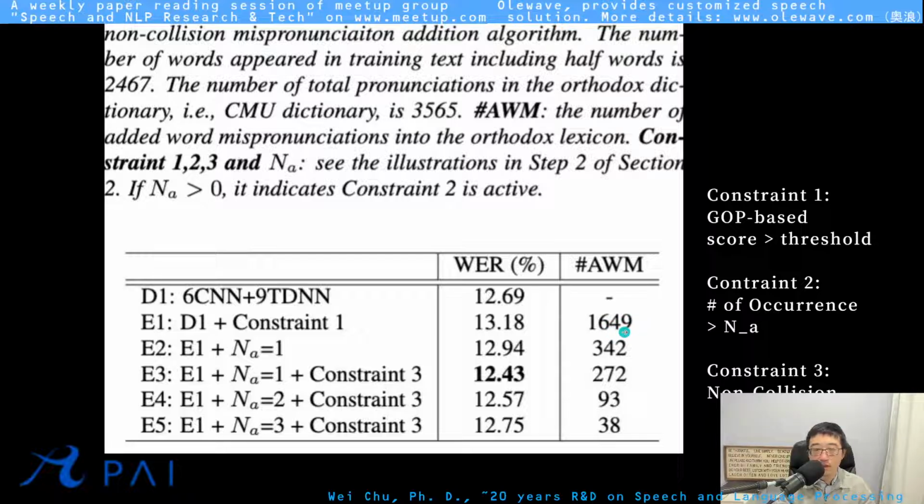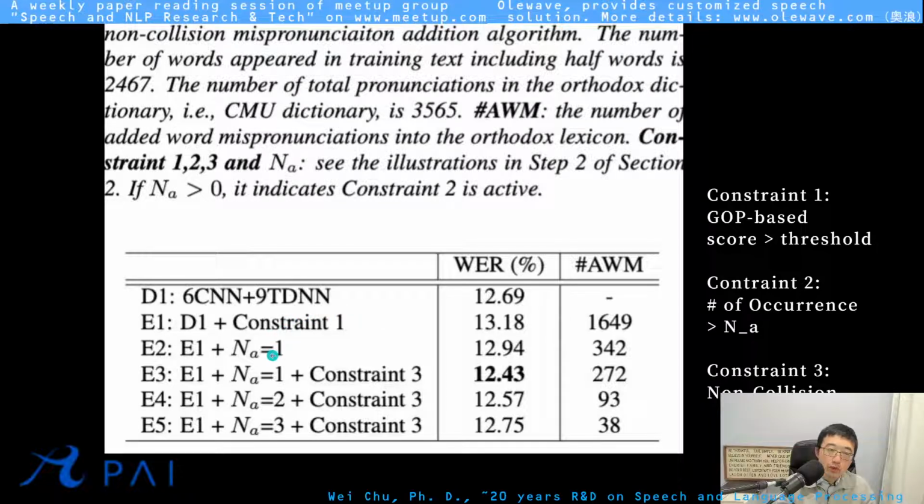It's a lot, okay? Because the dictionary size, I think, is about 3,500 words. And you add another 1,600 pronunciations into it. So this is too many, right? And also when I add the occurrence constraint, so only if you have 2 or more occurrences of a mispronunciation, you can add it. Otherwise, you just throw that away. Okay.